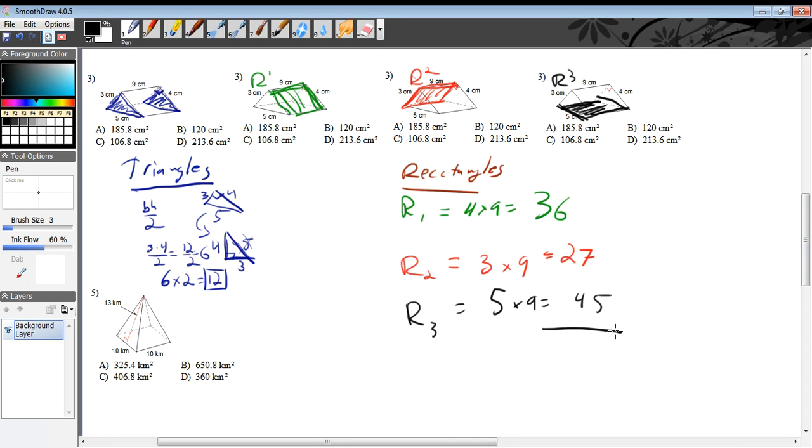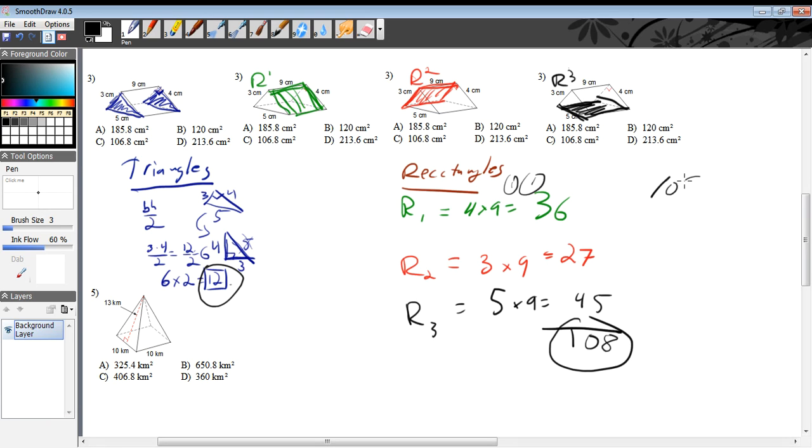Now, when I add all these up, it's going to be, let's see, 6 plus 7 is 13, plus 5 is 18. Carry the 1, so that's 4, 6, 10. There we go, and then carry the 1. So it'll be 108. So now I just need to add the area of the rectangles and the area of the triangles.